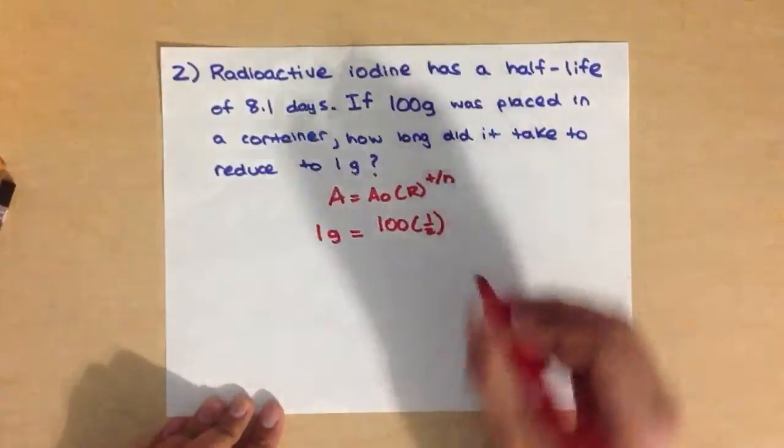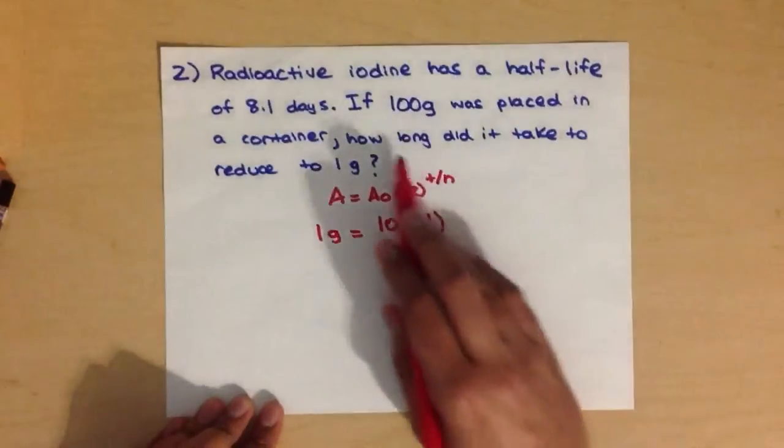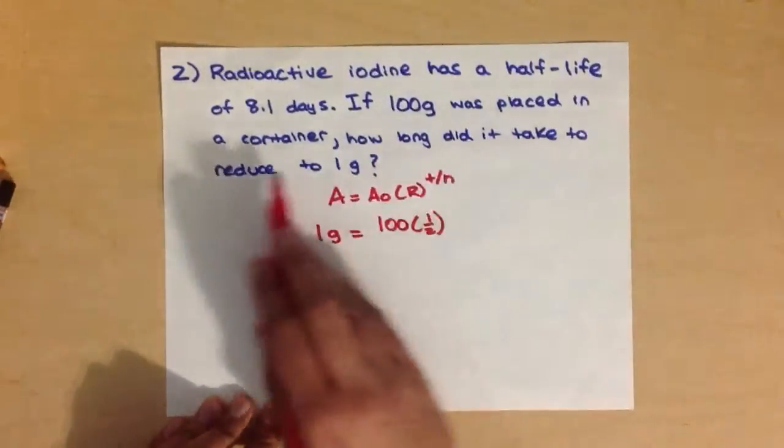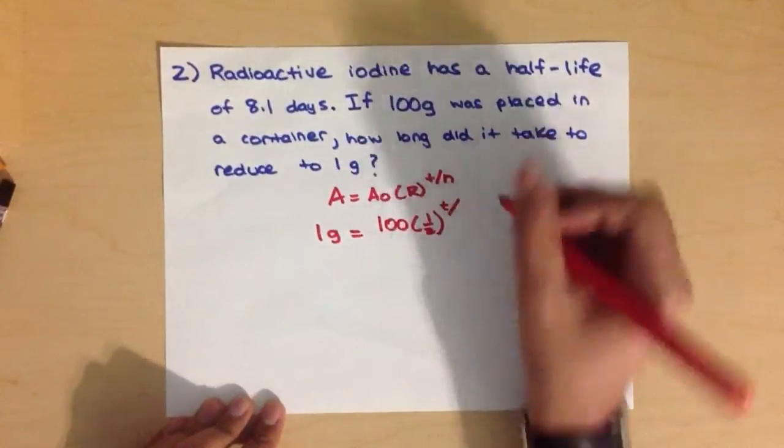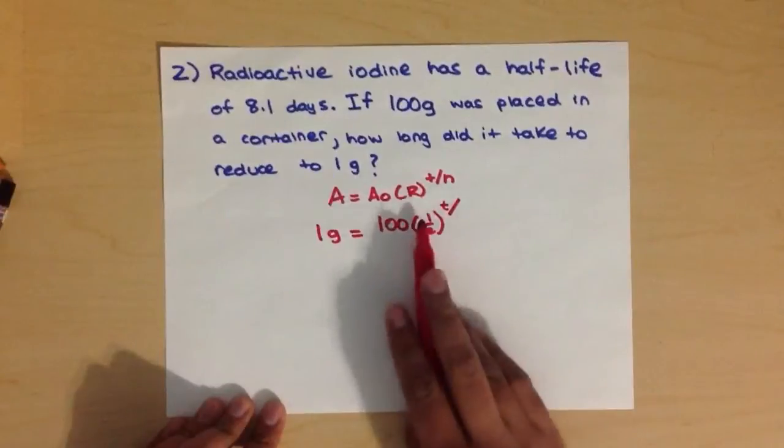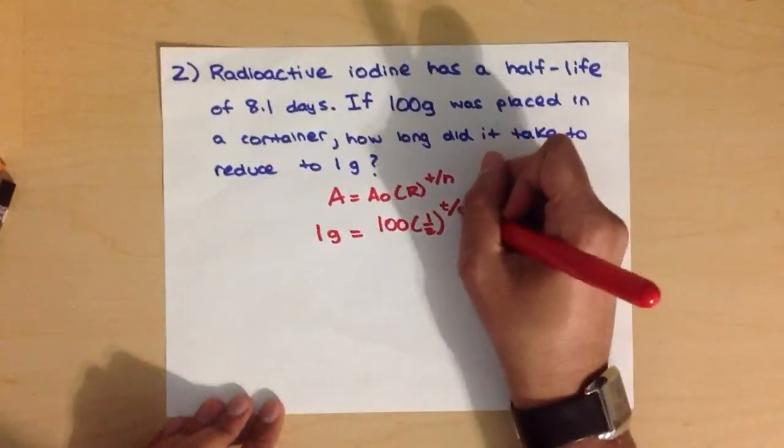What's T? T is the amount of time that they give us in the question. How long does it take? Notice they're asking how long it takes, so T is what we're trying to solve for. And now what's N? N is the number, how long it takes to reach the half-life, which is 8.1.